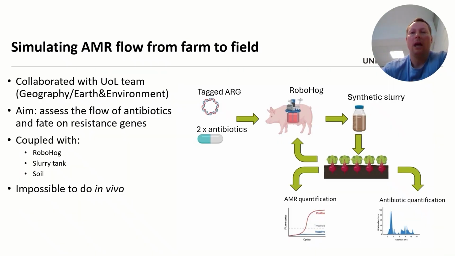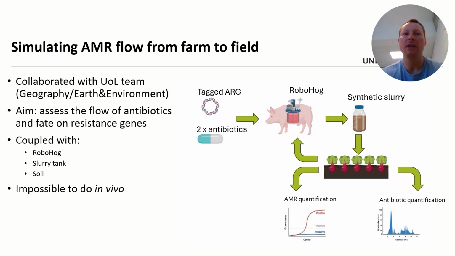So, trying to give you a little bit of data, this is a really exciting thing that we've been able to do with our RoboHog models, because here what we wanted to do was simulate the flow of antimicrobial resistance genes from farm to field. Now, obviously, we wouldn't be able to do this in the wild because we can't put antimicrobial resistance genes into the environment. So this was really nice for us to be able to team up with colleagues in the University of Leeds Geography Department and Earth and Environment Department here.